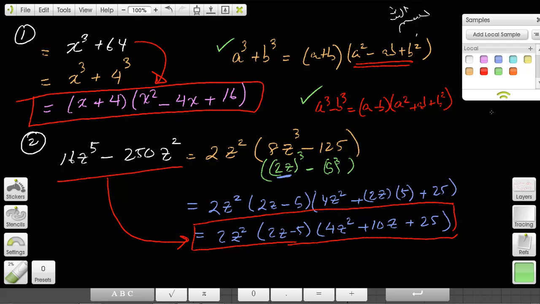And it seems challenging, but I request you to learn those formulas. Once you learn those formulas, you'll see these become not as difficult to see.